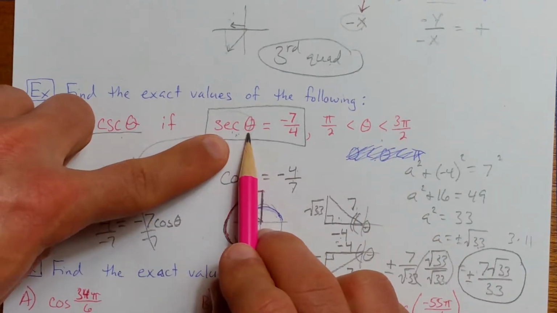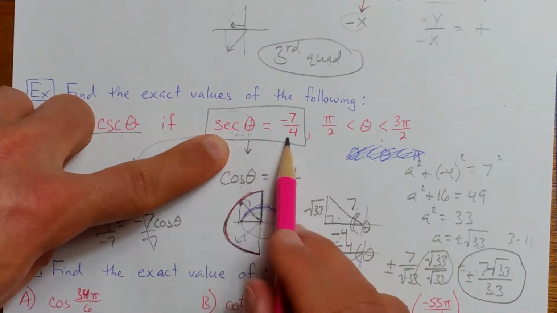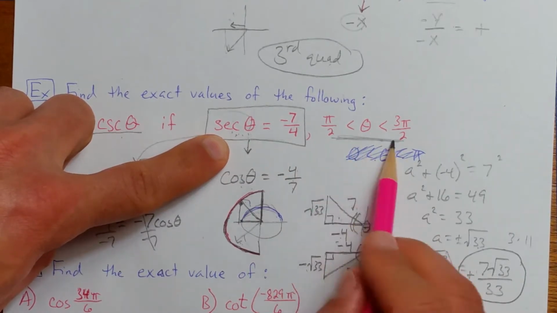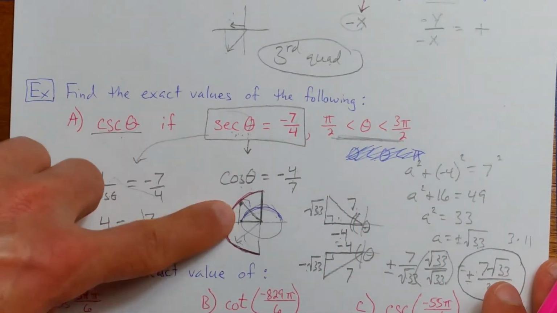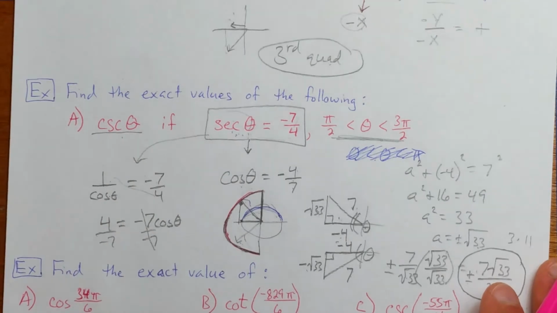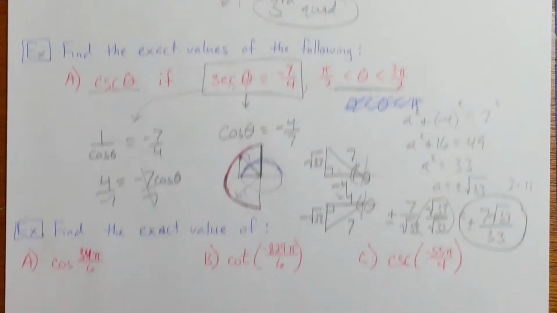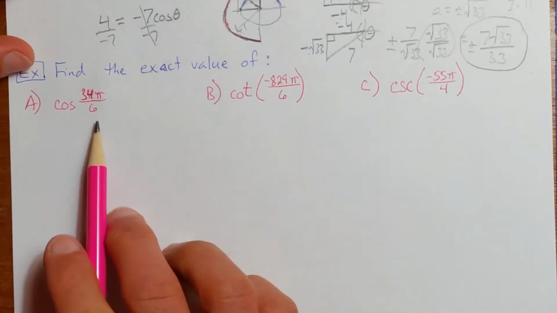So this is going to help you narrow it down to two quadrants when they give you this. This usually will narrow it down to one. It's very unlikely that you get two answers, but we did for this one. All right, moving on to these.